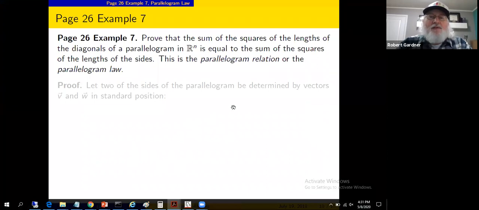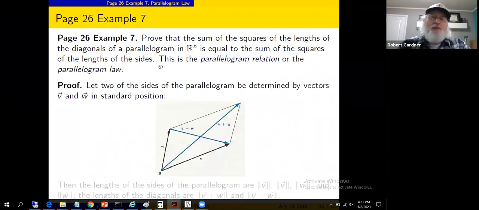Okay, the statement is: prove that the sum of the squares of the lengths of the diagonals of a parallelogram in Rn is equal to the sum of the squares of the lengths of the sides. Okay, let's draw a picture. Here's what they're getting at. The sum of the squares of the lengths of the diagonals of a parallelogram, that's the 2 blue things here, is equal to the sum of the squares of the lengths of the sides. Okay, that's the 4 black things here.